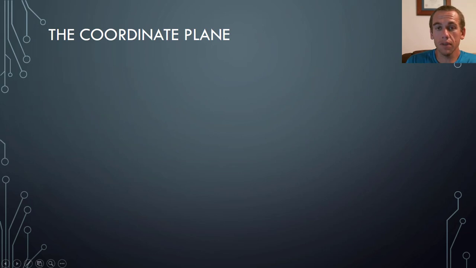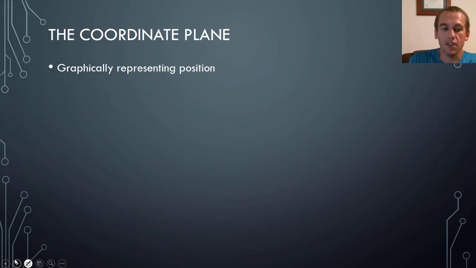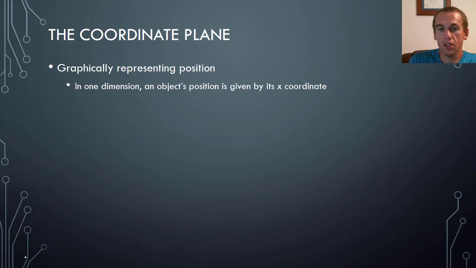The coordinate plane. So how do we draw these things? And I just had a picture of that. But the coordinate plane lets us graphically display position or displacement or even distance. So in one dimension, an object's position is given by its x-coordinate.